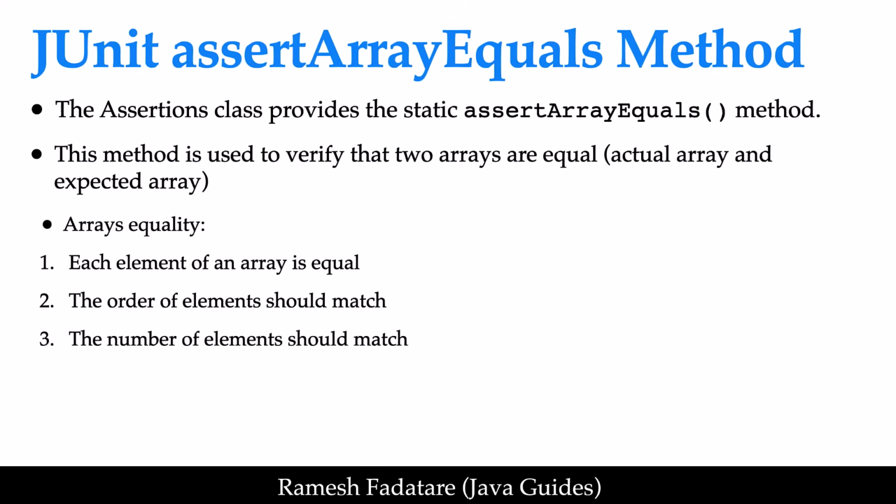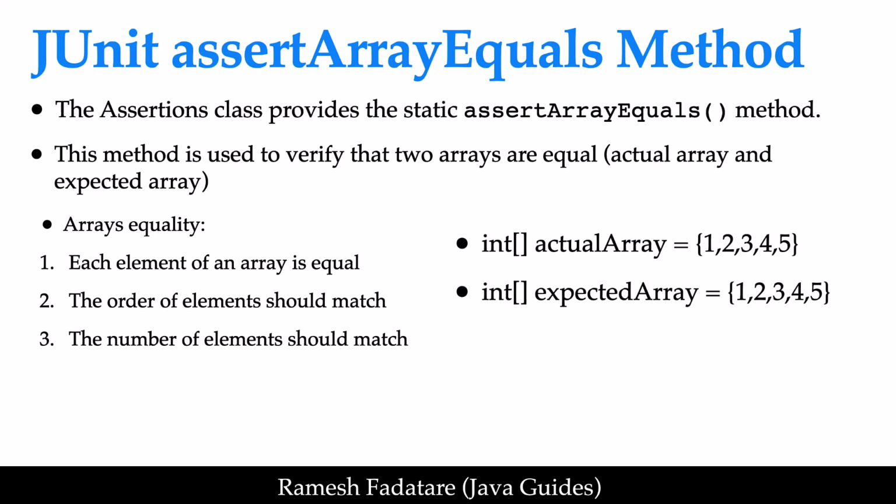Notice here the actual array and expected array should meet these criteria: each element of the array is equal, the order of elements should match, and the number of elements should match. For example, look here, we have an actual array that has 1, 2, 3, 4, 5, and here is the expected array that has 1, 2, 3, 4, 5. The actual array and expected array should meet these criteria: each element should be equal, the order of elements should match in both arrays, and the number of elements should match in both arrays. Then only the assertArrayEquals method will pass.